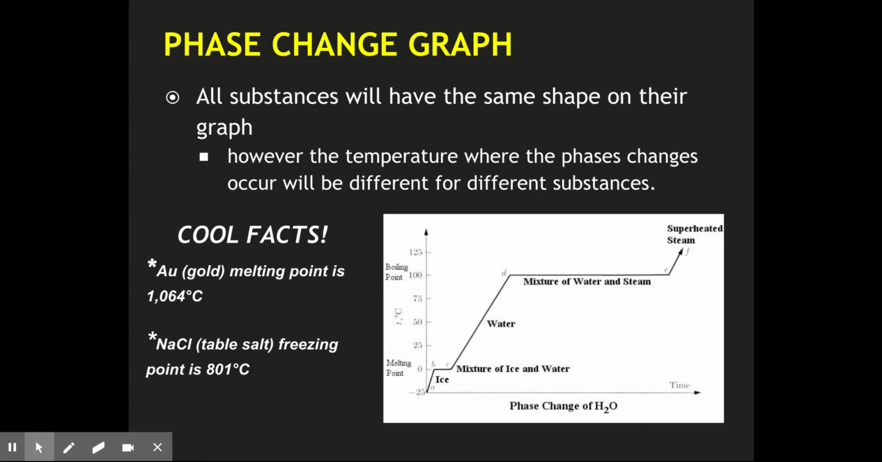So here we have a phase change graph again. All substances will have the same shape on their graph. So whether you are making a phase change graph about water or gold or table salt, the shapes are all going to look the same. But pay attention here, cool fun facts. The temperature where the phase changes occur will be different for different substances. So we know that water is going to start changing from liquid into steam at 100 degrees Celsius.